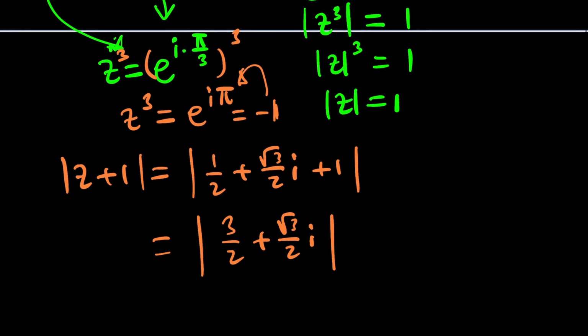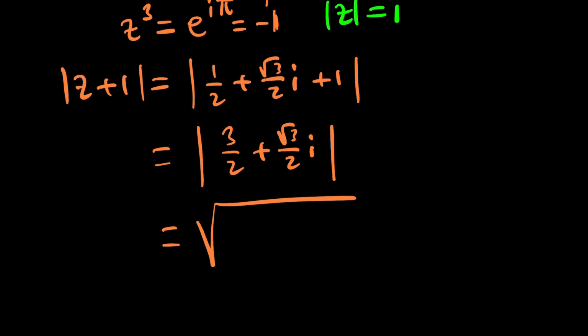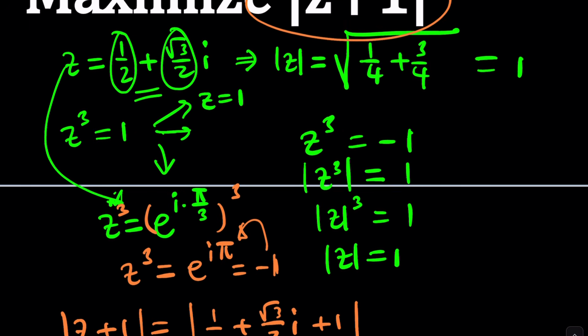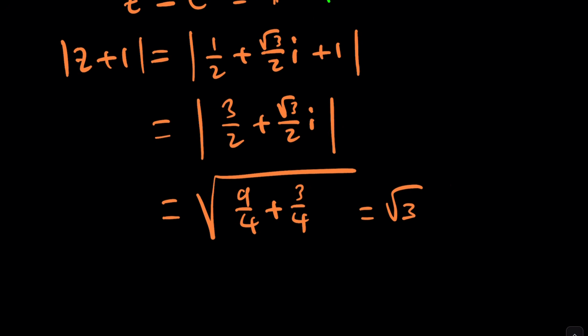You can do this in so many ways, but probably the easiest way to do it is square the real part and square the imaginary part. You get the square root of 12 over 4, which is 3, and this gives you square root of 3. Is that the answer? There's no guarantee, right? Because they're asking us to maximize it. How can you guarantee that this is the maximum value? Or is there another way to approach it, right?